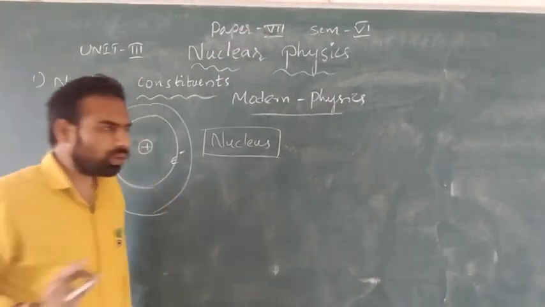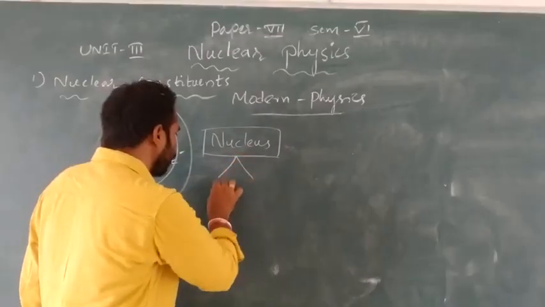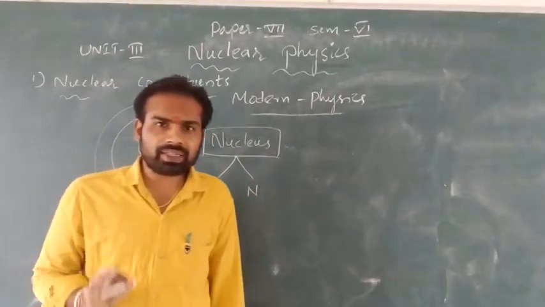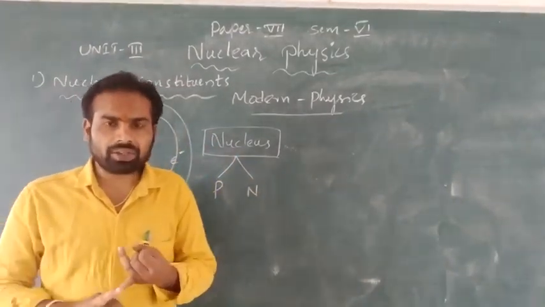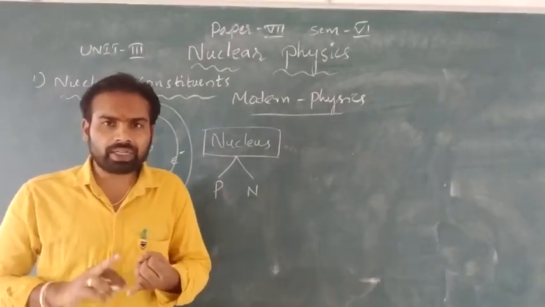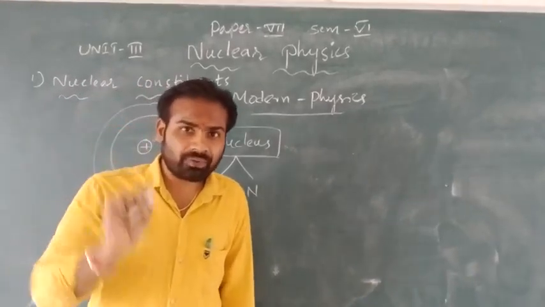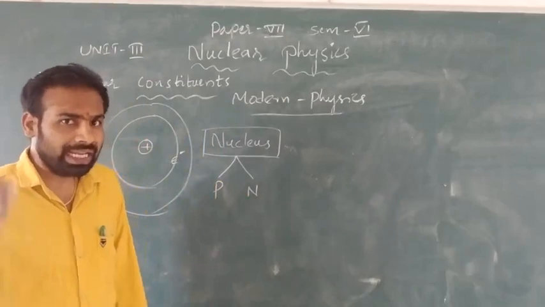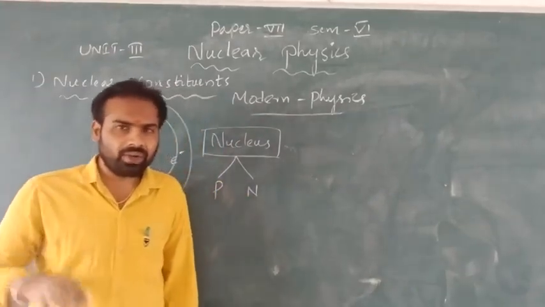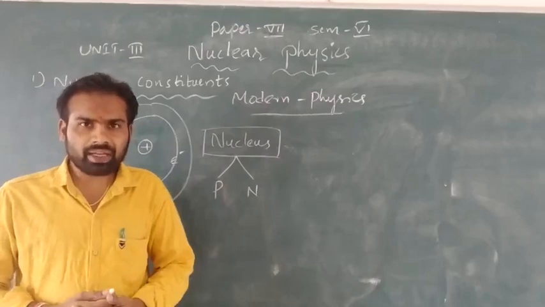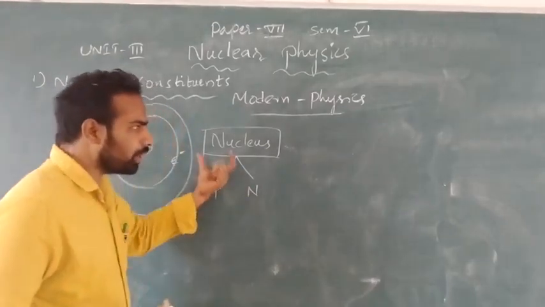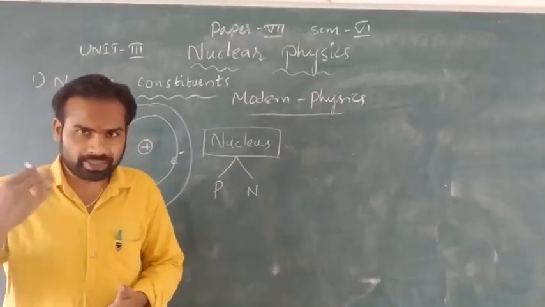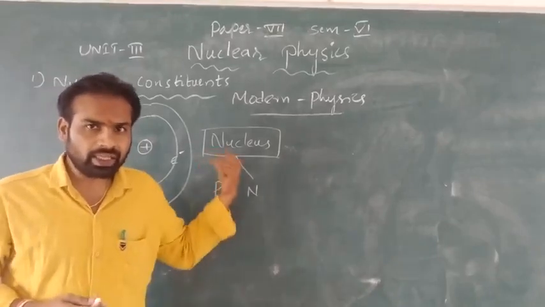We know that the nucleus consists of protons and neutrons. Till now we know that the subatomic particles of an atom are electrons, protons and neutrons. Electrons revolve around the nucleus, and the nucleus consists of protons and neutrons. In nuclear physics at degree level we will study in depth. Not only protons and neutrons are present in the nucleus, we have some other particles, and we will study those particles also in nuclear physics.